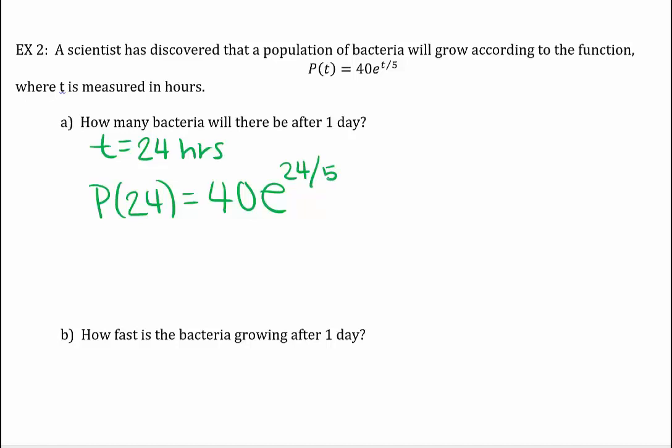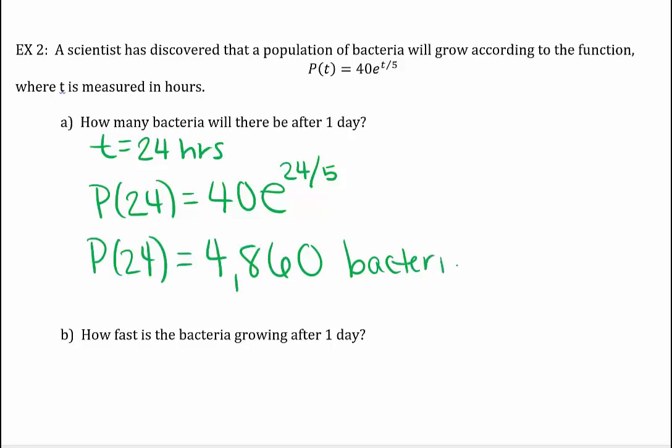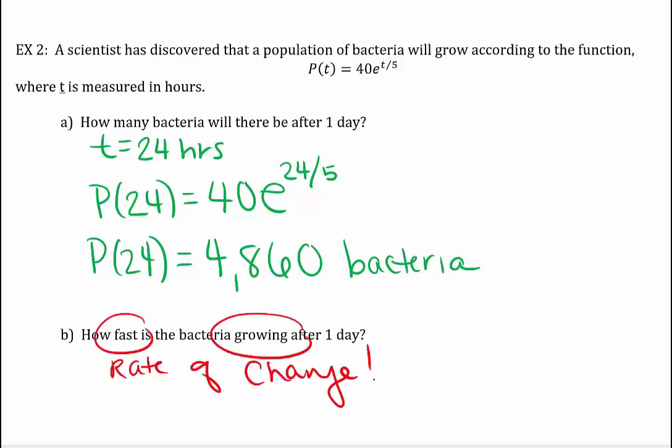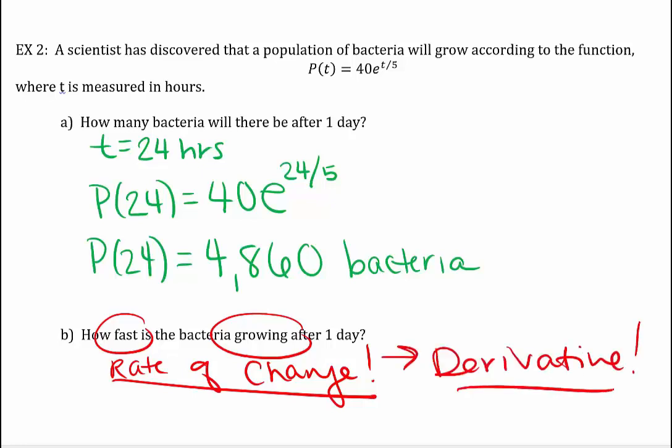Now this is something that I'll have to put into my calculator. When I put this into my calculator, rounded to the nearest whole number, I got 4,860 bacteria. Now the second part of this problem is asking us, how fast is the bacteria growing after 1 day? This part of the problem is asking us for a rate of change. How is the population changing with time? That means this part of the problem is asking us to find a derivative.